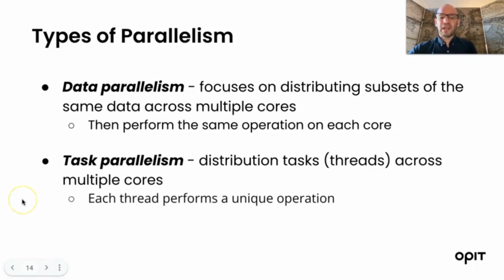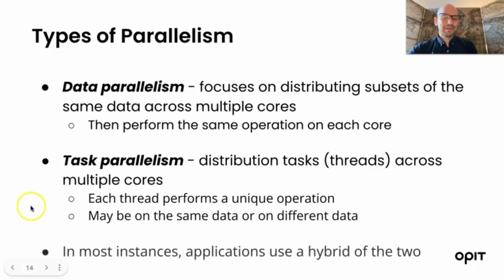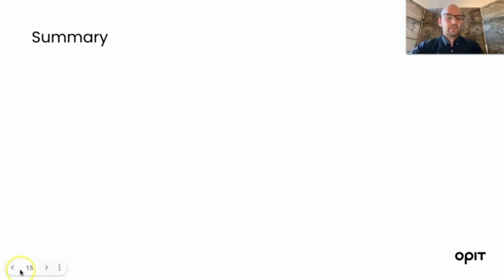Each thread performs a unique operation. In that sense, we can send one thread to one core to do its operation and then another thread to another core to do its operation if they're unique. But that may be on the same data or it may be on different data. So we have to take that into consideration as well. So data parallelism and task parallelism. In most instances, applications use a hybrid of the two. So again, we have to be careful in our consideration of how we write the code to take into account both data parallelism and task parallelism.